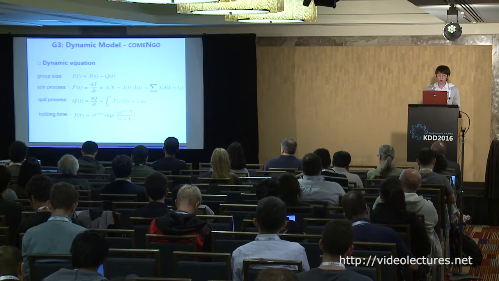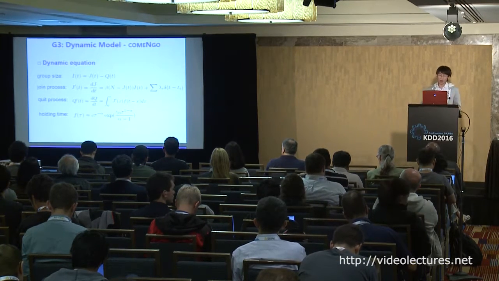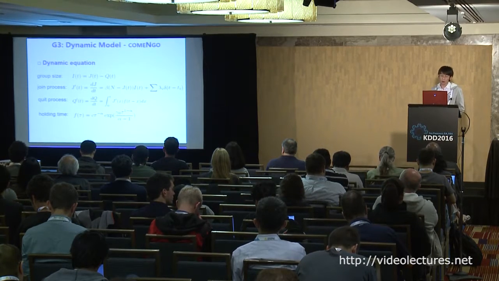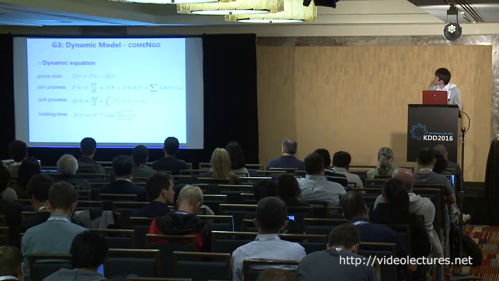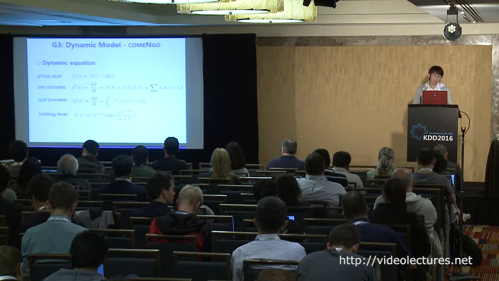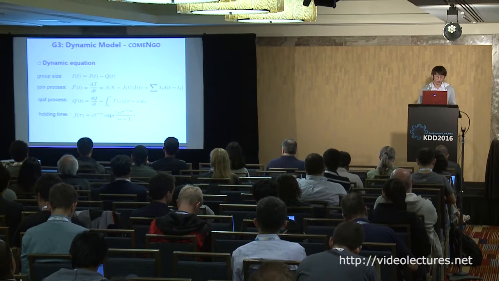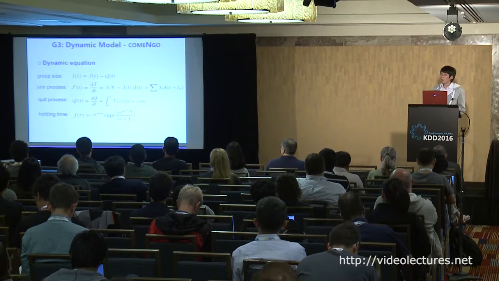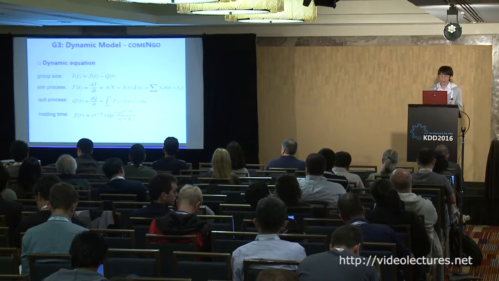So with the join process and the quit process, we can have our come-and-go model of the whole group evolution process. The group size is divided into two sub-processes. I is the group size, J is the join process, and Q is the quit process. In our model, we have different mechanisms in both the join process and the quit process.